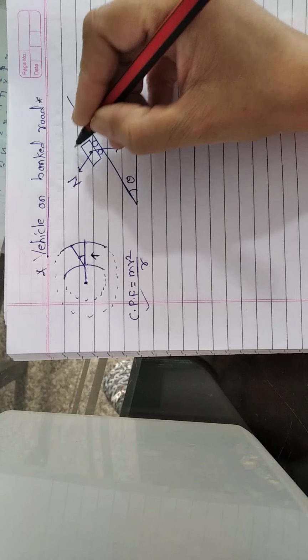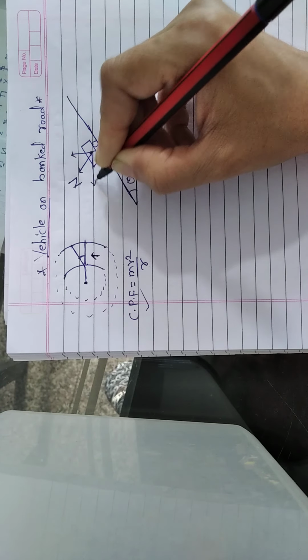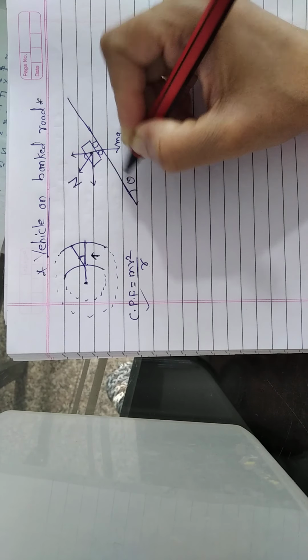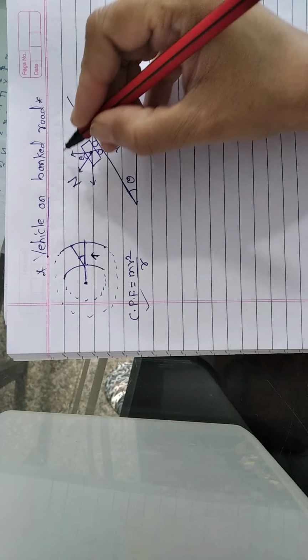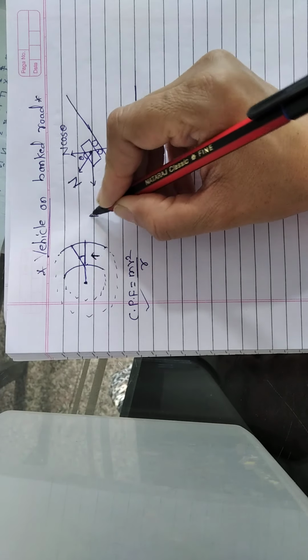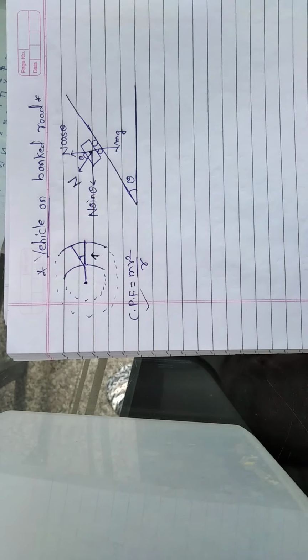Now here this normal reaction can be resolved into two components. That resolution of vectors we learned last year. So here, since this is the theta angle, this angle will be theta. So the components will be, the vertically upward component is N cos theta, and the horizontal component is N sin theta.